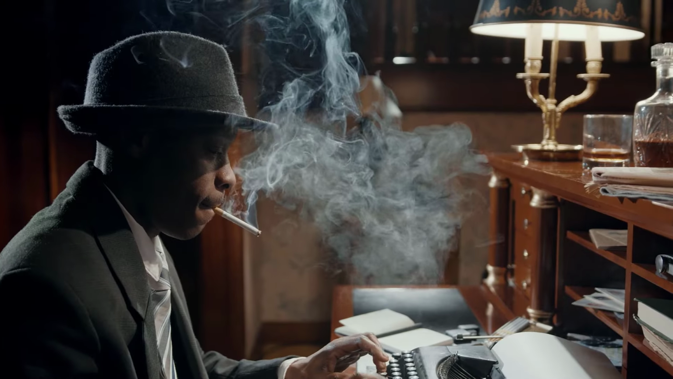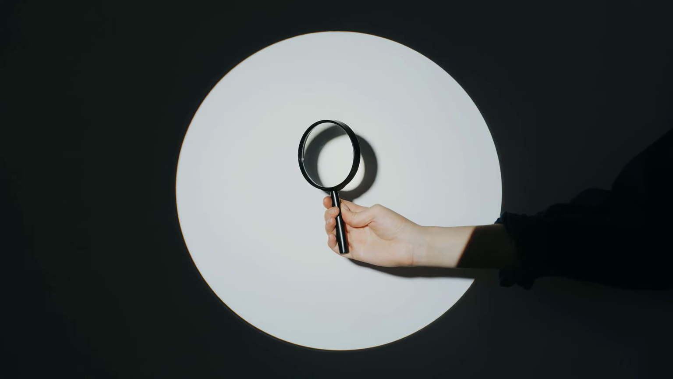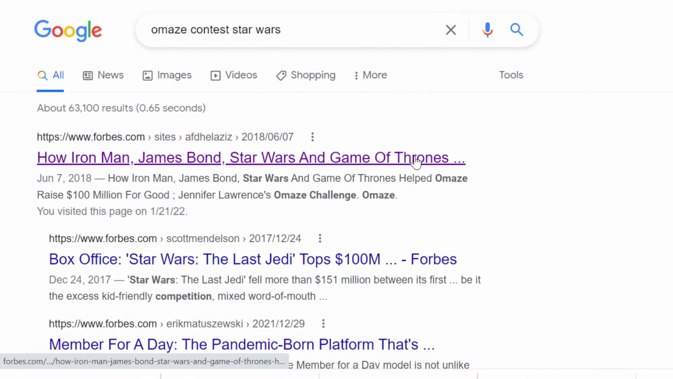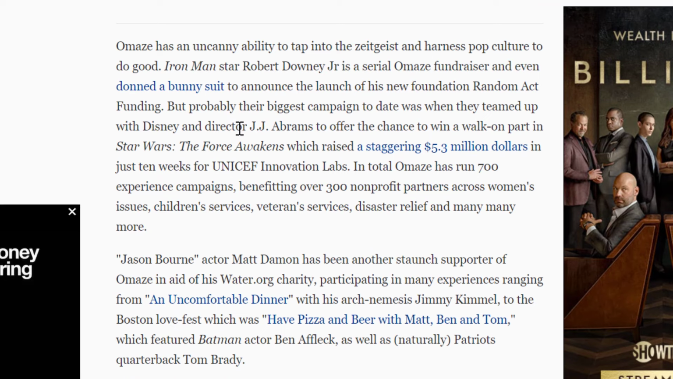So the big question is, how many people enter these contests? We need to know that in order to figure out our probability of winning. For that, we need a little detective work. Omaze doesn't release any figures about how many people entered their contests, either by donating or by filling out that AMOE form. So let's take a look at a couple of contests and see if we can figure out what our probabilities might be. It goes without saying that Star Wars is really popular, so let's take a look at the popularity of an Omaze contest featuring Star Wars. Forbes reports that Win a Walk-On Part in Star Wars The Force Awakens raised a staggering $5.3 million.